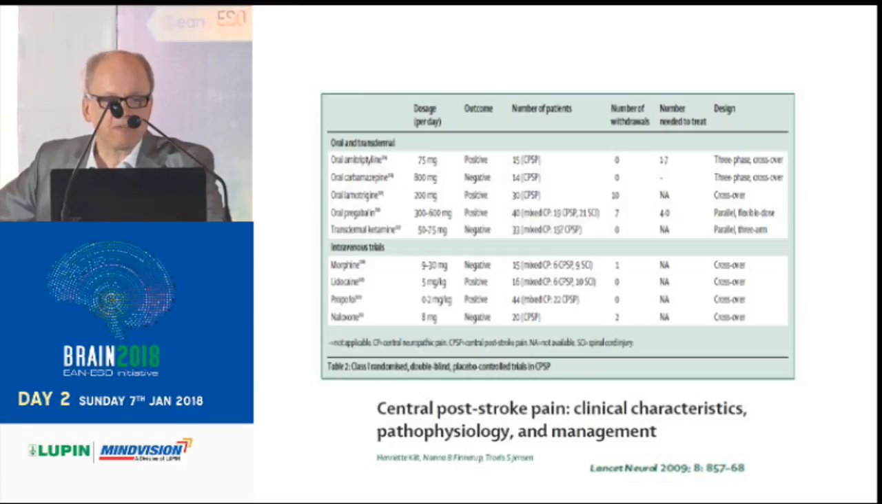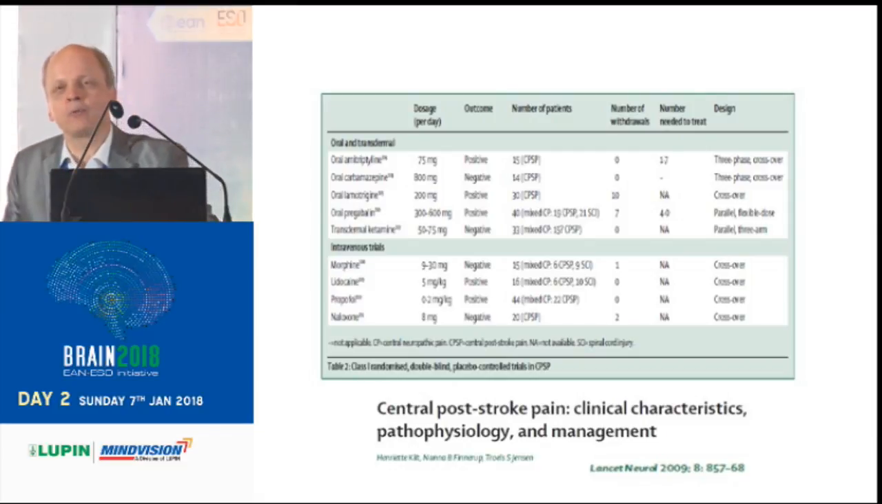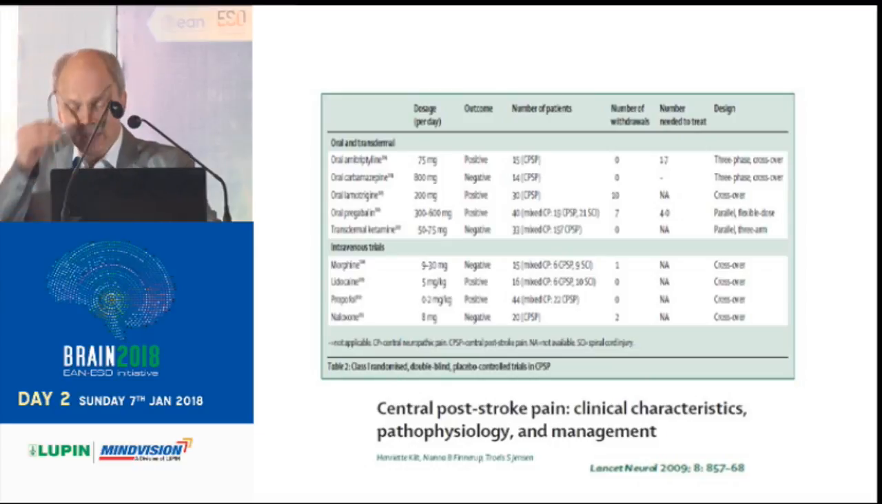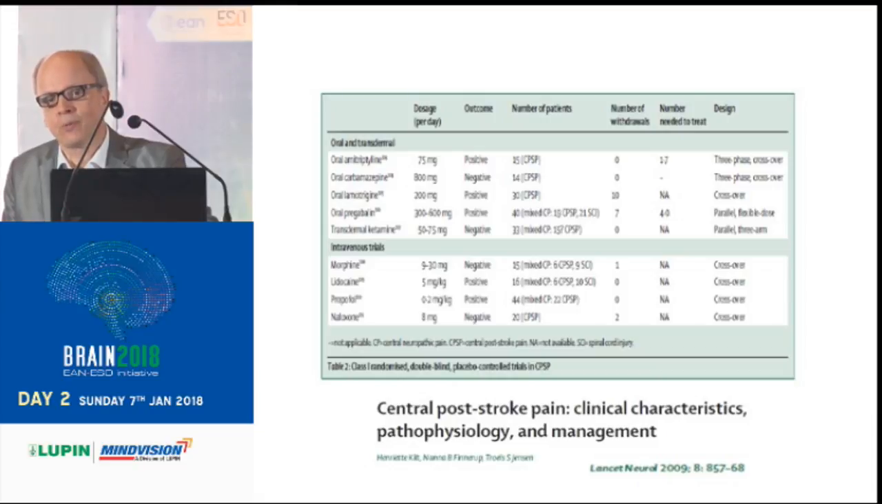Some of them had been positive, some had been negative, but as you can see, the number of patients in these studies has been very low. So it was interesting to find out that this basic study, on which the recommendations are based, that tricyclic antidepressants are effective in central post-stroke pain, had only 15 patients. And there's not any other studies on the efficacy of amitriptyline in central post-stroke pain. 15 patients, and the study was made in 1989.